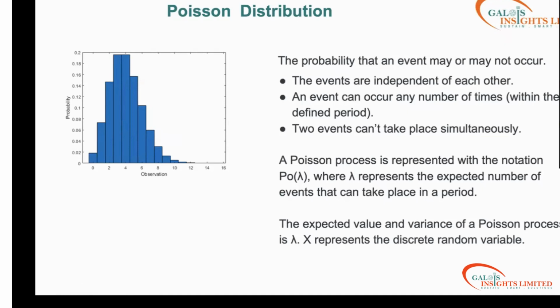The expected value and the variance of a Poisson distribution are both lambda, where x is a discrete random variable. So we have the observations with different probabilities.